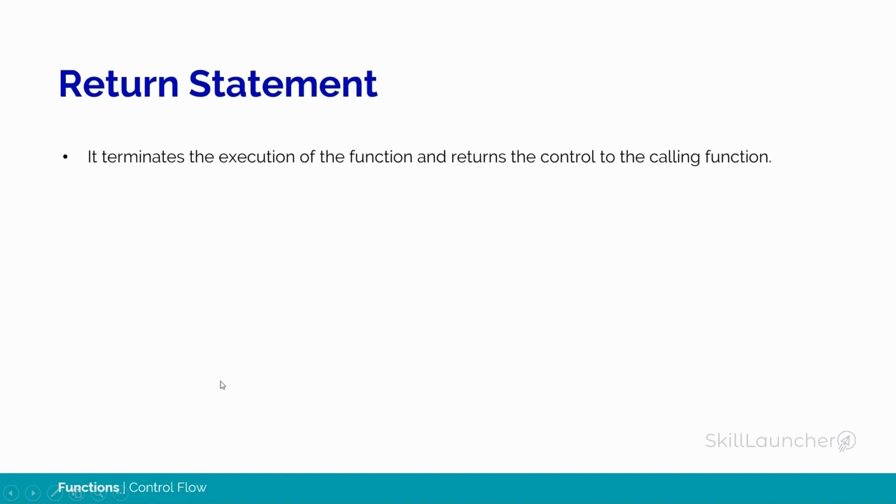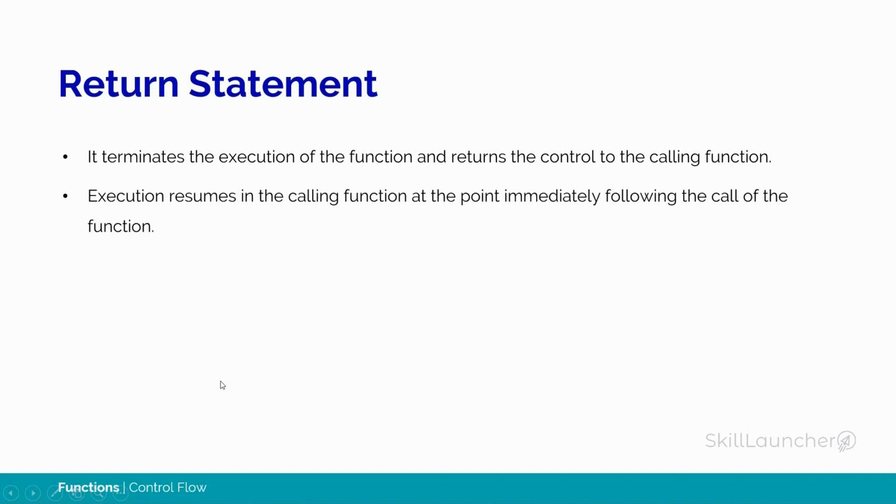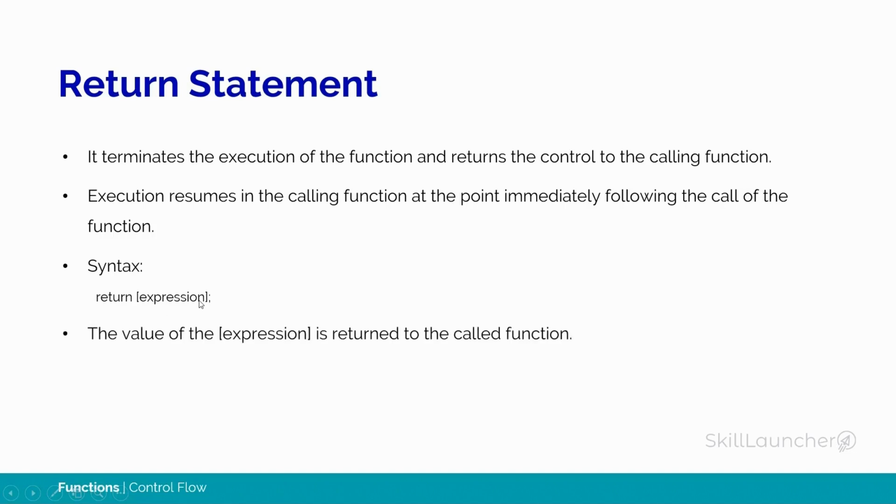Whenever the return statement is encountered, it terminates the execution of the function and returns the control to the calling function. Execution resumes in the calling function at the point immediately following the call of the function. The syntax for the return expression is the return keyword followed by an expression, that is the value it would be returning. The value of the expression is returned to the calling function and is stored in the corresponding type of data. Any code after the return statement is not executed because return tells the termination of the function.